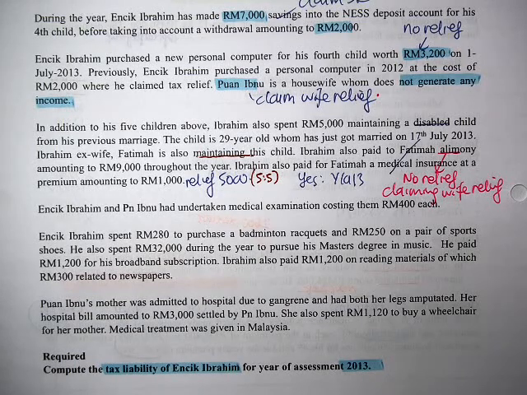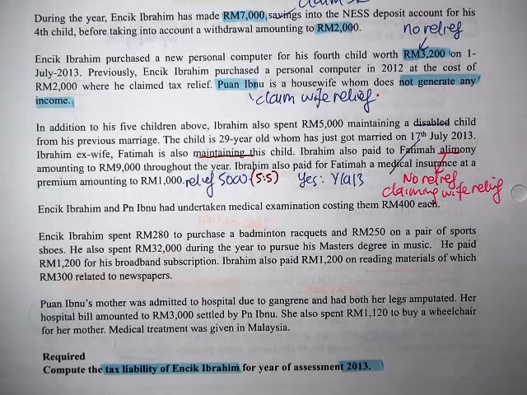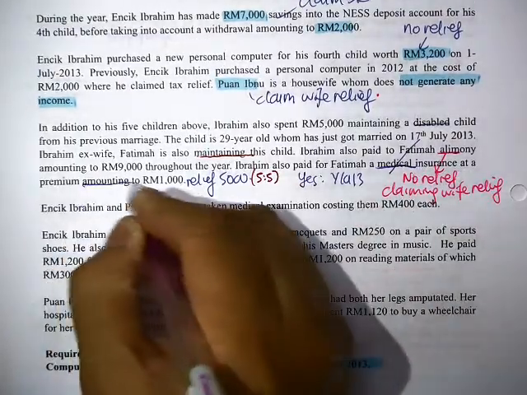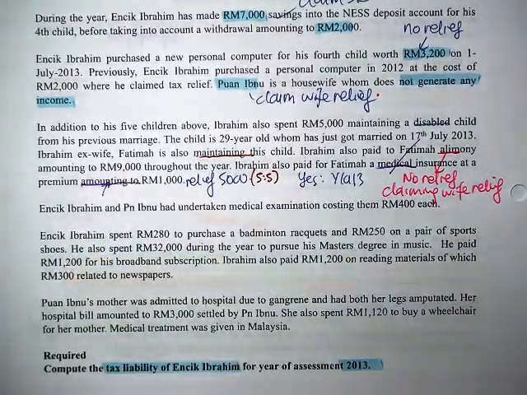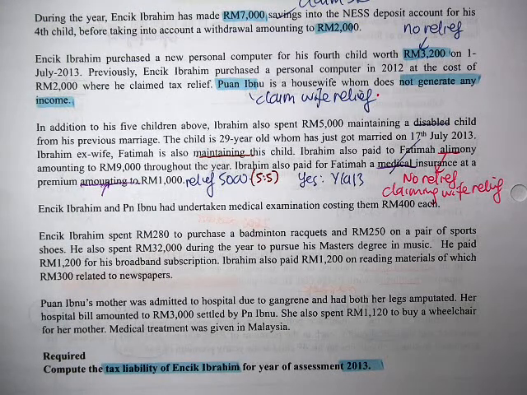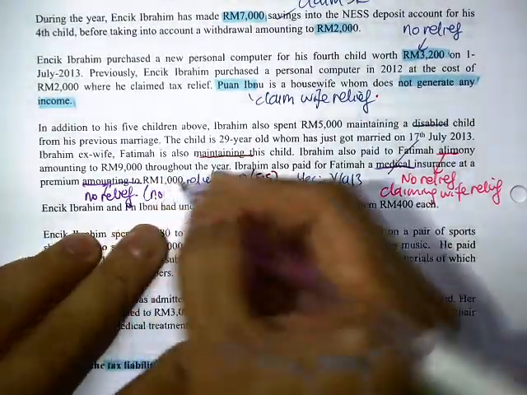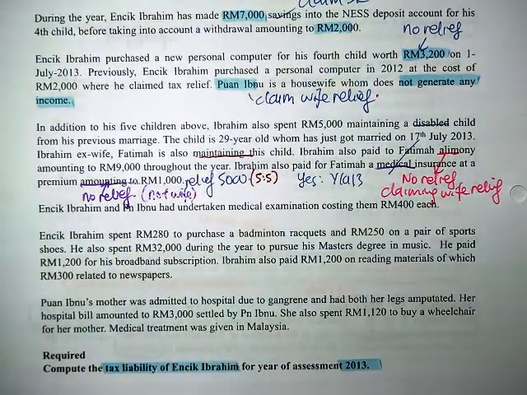And will there be a relief for the medical insurance that Ibrahim paid for Fatima? Can you claim or not? This medical insurance? Medical insurance, yes or no? Now medical insurance, you can only claim if it's insuring who? Yourself, spouse and the children. Now who is Fatima now? Fatima is an outsider. You're not spouse anymore. You're ex-wife only. So in this case, there's no relief because she is no longer the wife to Ibrahim.